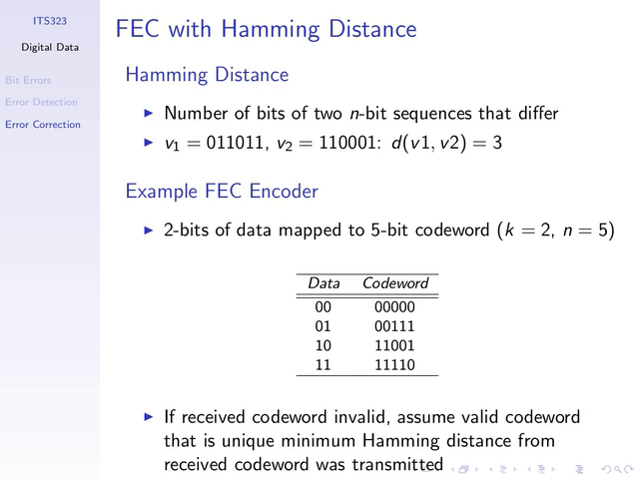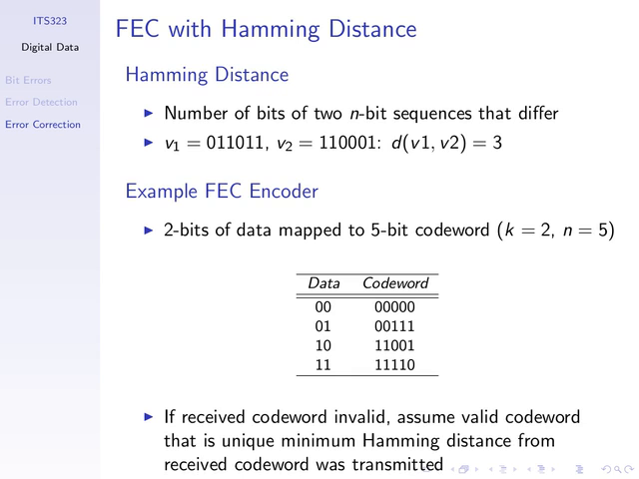Is it a valid code word? Invalid? Compare it to the valid ones. Having distance. So we're comparing the received code word to the valid code words.